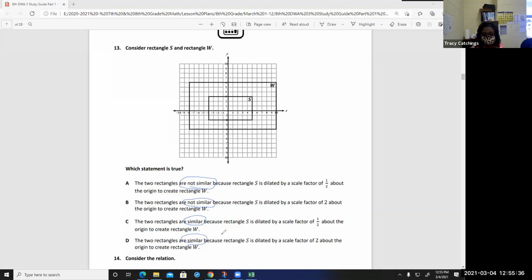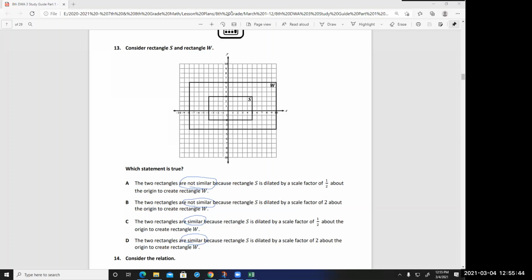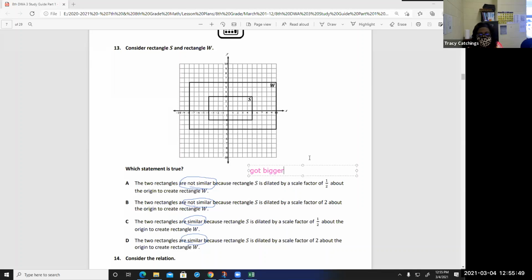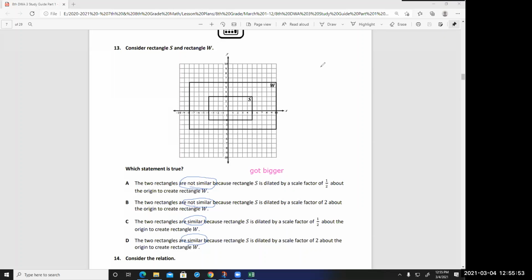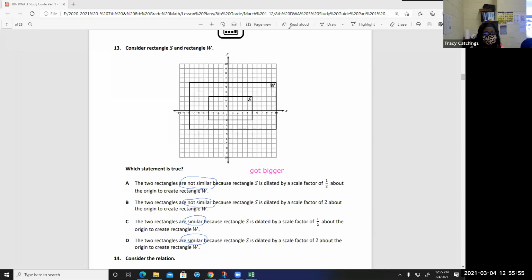Not similar or similar. Let's look at this shape. What happened from S to get to W? It got bigger. All right, it got bigger. So if it got bigger, would that mean we are similar or not similar? Not similar. All right, now let's go back to them transformations.